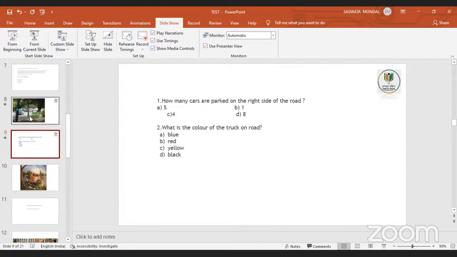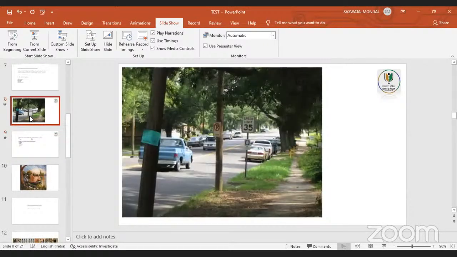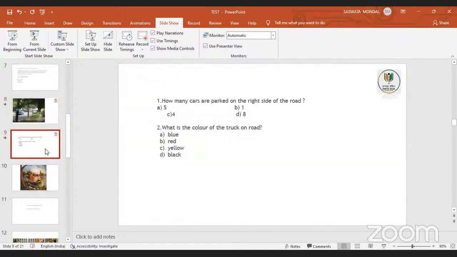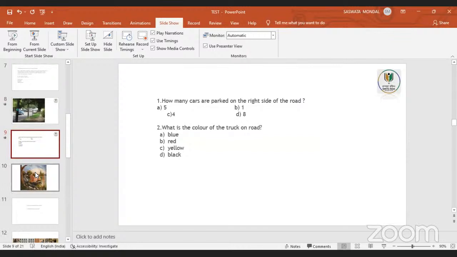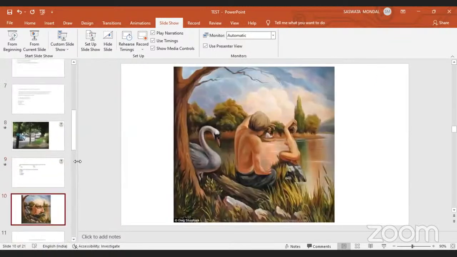How many cars are parked on the right side of the road? 4. 1, 2, 3, and 4. Right. What is the color of the truck on the road? Blue. Now we move on to the next one.